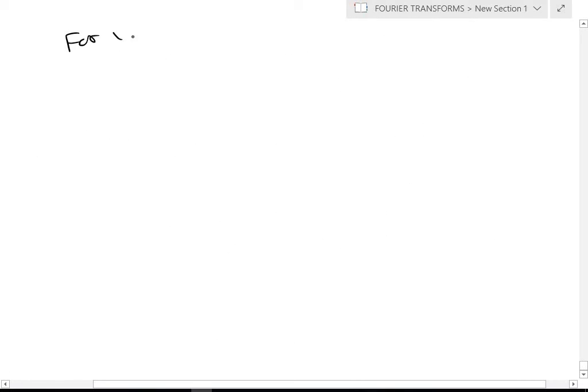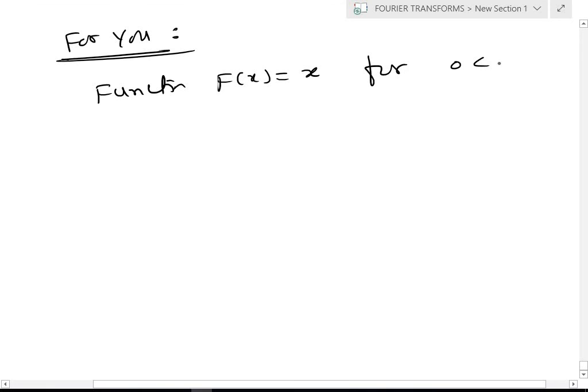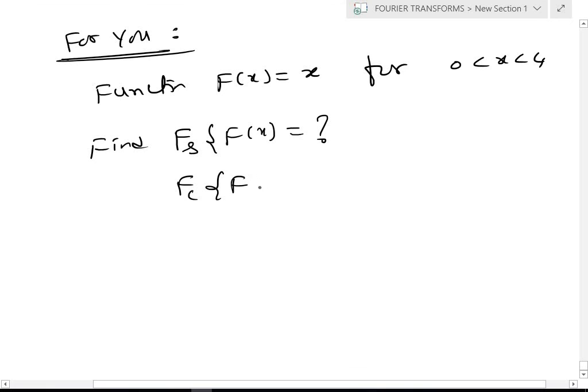So for you, find, let's say for example, I'm giving you the function f of x is equal to simply x for 0 less than x less than 4. Find the Fourier sine transformation of f of x and the Fourier cosine transformation of f of x. So you determine both only for the function f of x is equal to x. Okay, fine. So both sine and cosine transformations are over.